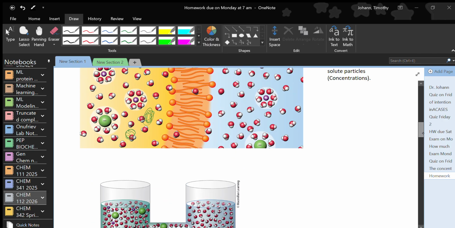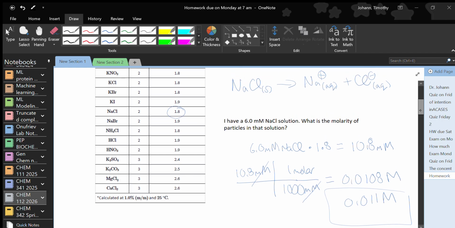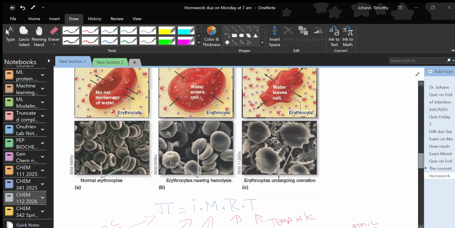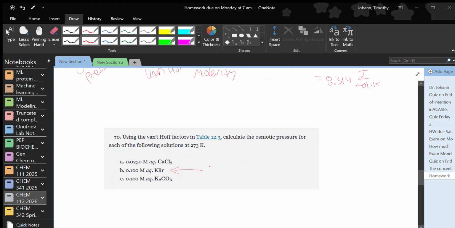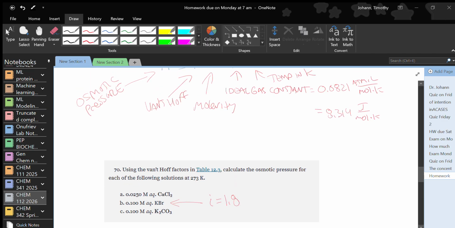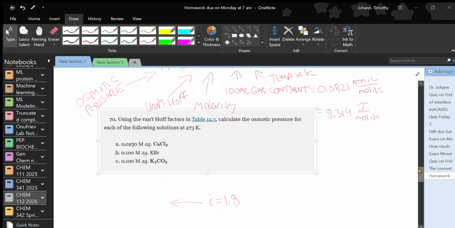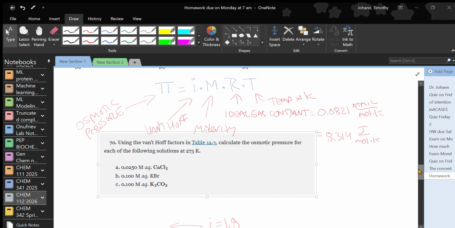So this is KBr. Potassium bromide is 1.8. You see that? I'm just going to look it up there and bring it down here, and I'll just say i equals 1.8. And then I'm going to remind you what our equation is. I can get this all on the same screen, I bet. There. Go ahead and solve that.